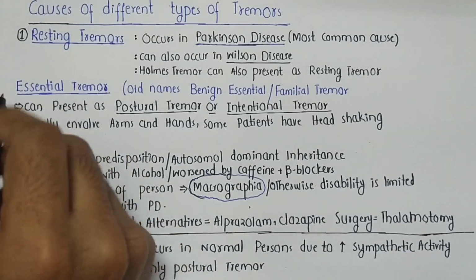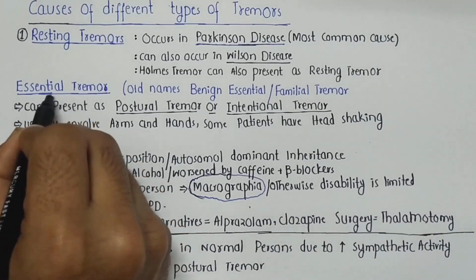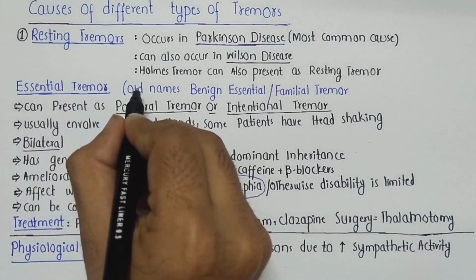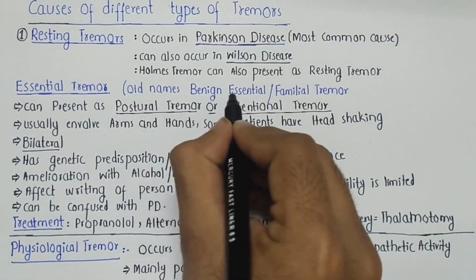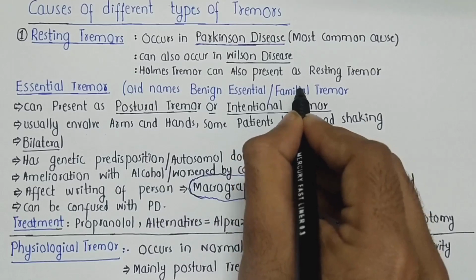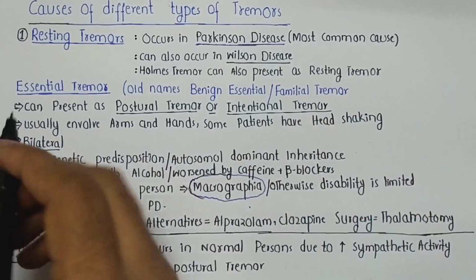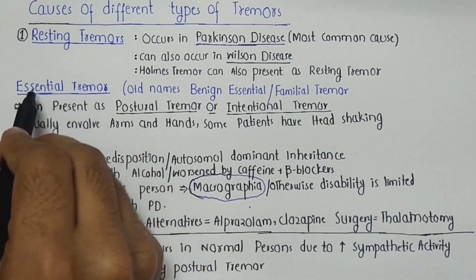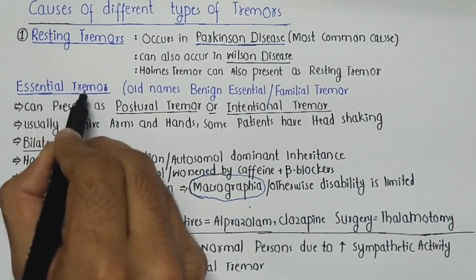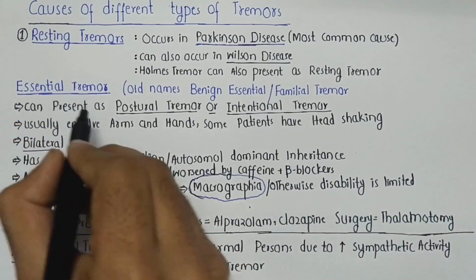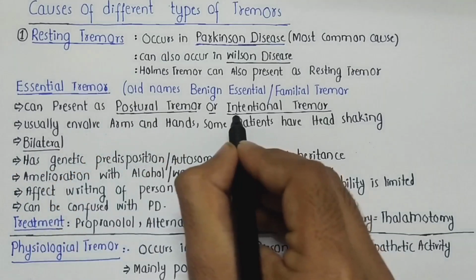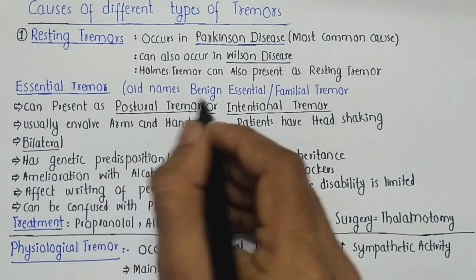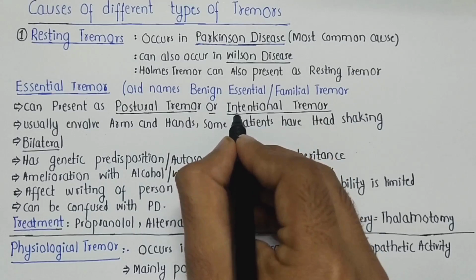Essential tremor. Let's talk about essential tremor, which is a very important topic in this lecture. Essential tremor was previously called benign essential tremor, familial essential tremor actually. So the first thing you should know about essential tremor is that it is an action tremor. Essential tremor cannot present as resting tremor. It can present as postural tremor or intentional tremor. The classical essential tremors are postural tremors, or they can be intentional tremor.